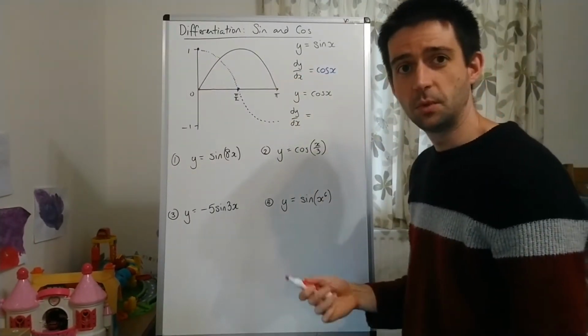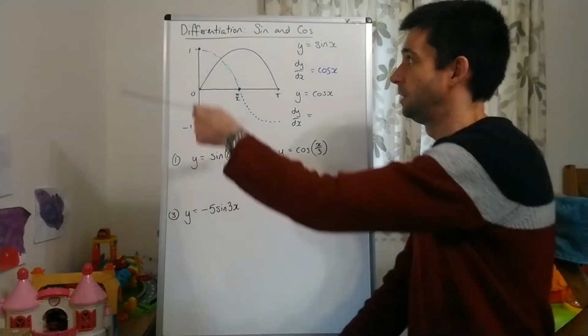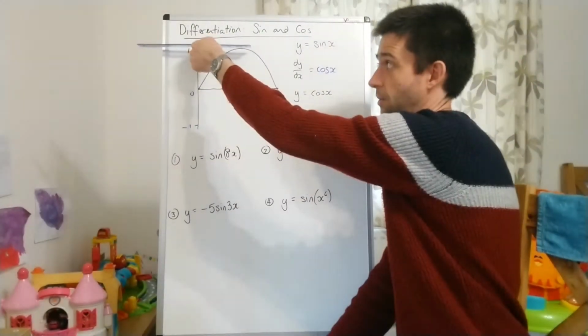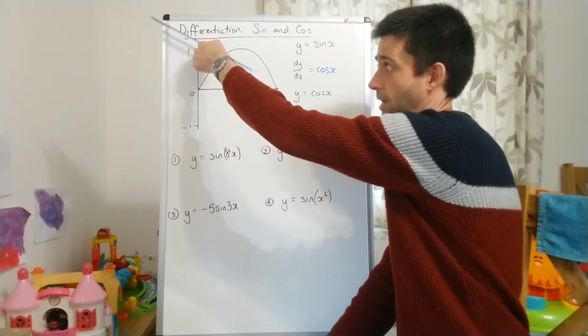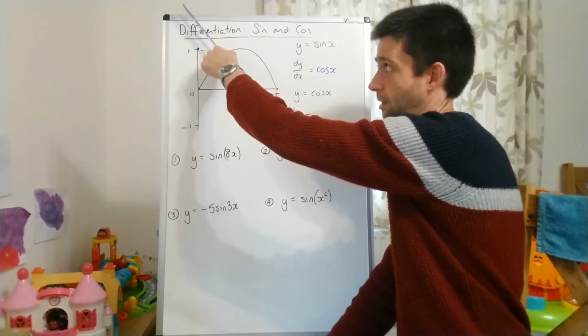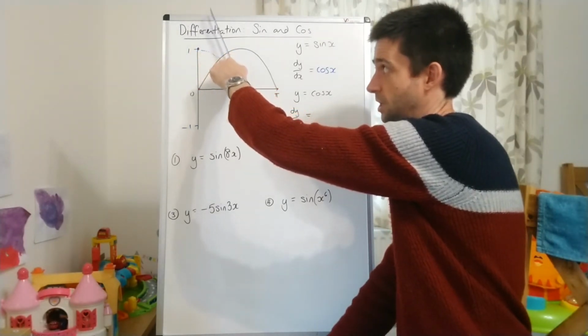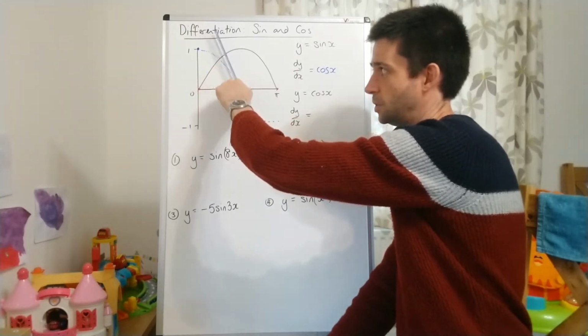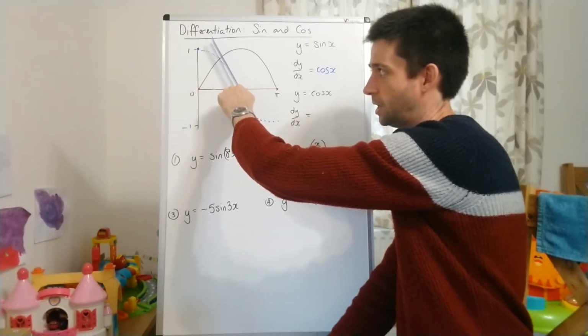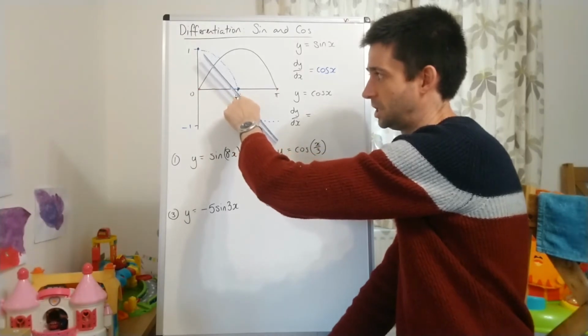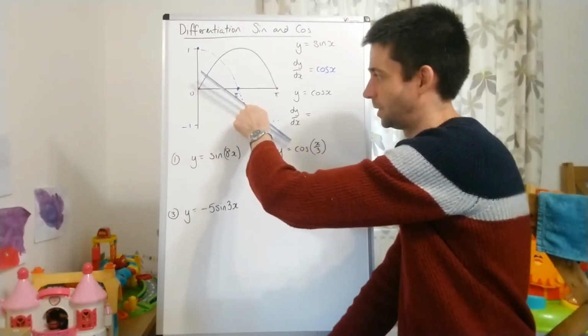But what happens in between those two values? Well, if I start here where my gradient is 0, I have a negative gradient. It's getting steeper and steeper and steeper into the negatives. And then what happens when I get to this point here? Well, the gradient is still negative. It's getting less negative. It's getting shallower.